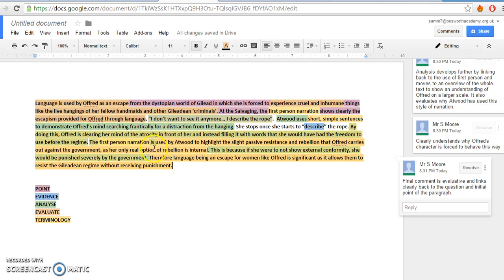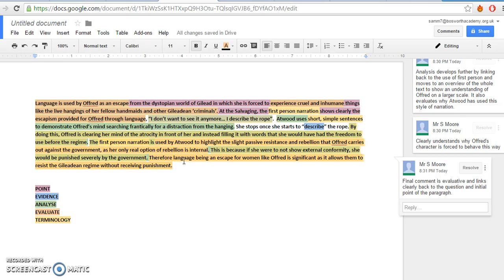These bits here really show the writer's craft. It goes away from the writer into the idea about character. So Offred here is carrying out this internal rebellion, understanding the great significance of it, so this idea of external conformity, and the final evaluative comment is excellent.